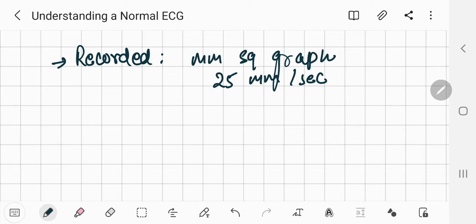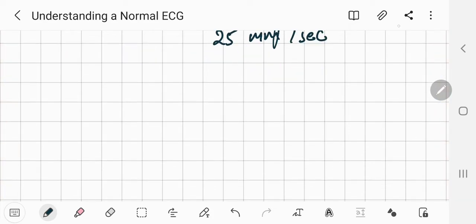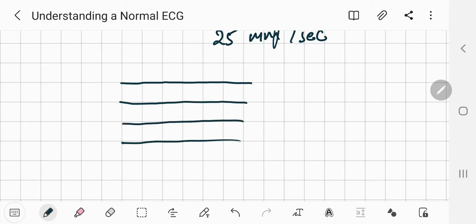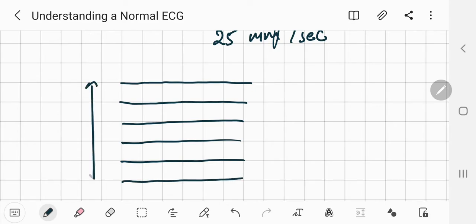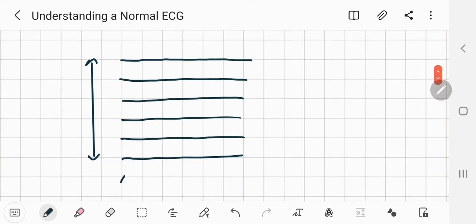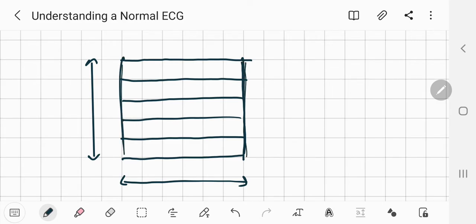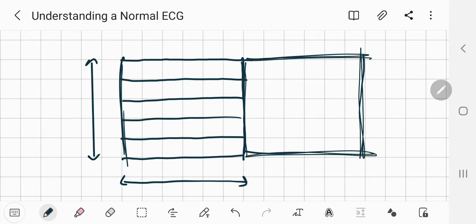Now these 1 millimeter square boxes are divided using these thin lines, you can see, and after you get 5 boxes on the vertical side and 5 boxes on the horizontal side, these are divided by thick lines on all the sides. So there will be thick lines over here, here, and here. So this is how your ECG is usually represented using the graph.